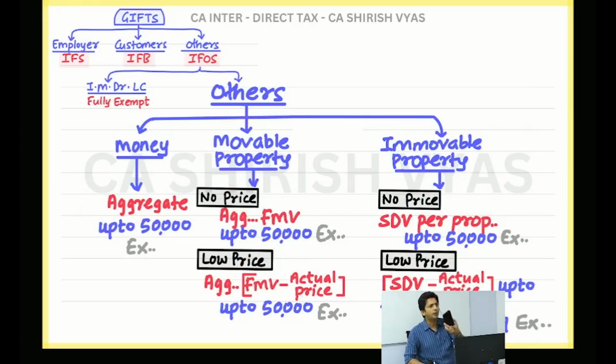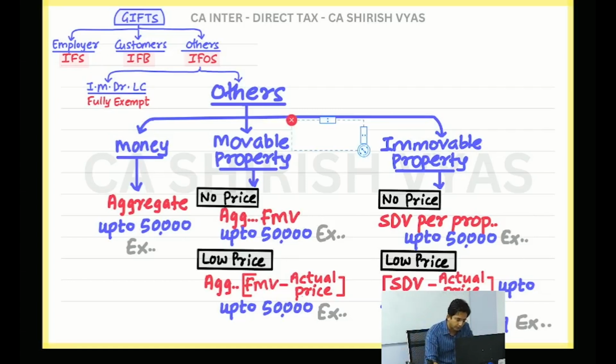Mobile is also movable property. Anything movable. But every movable property will not be taxed. This is a good thing in the law. There are only few movable properties which you receive as a gift, it will be taxable, that too if it is above 50,000. And you know which are those movable properties?